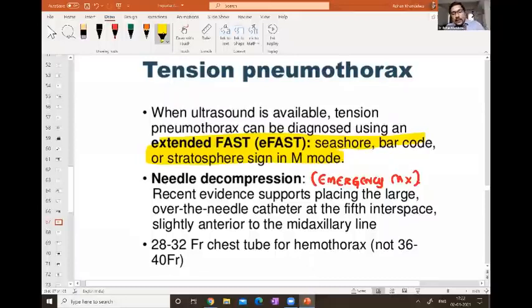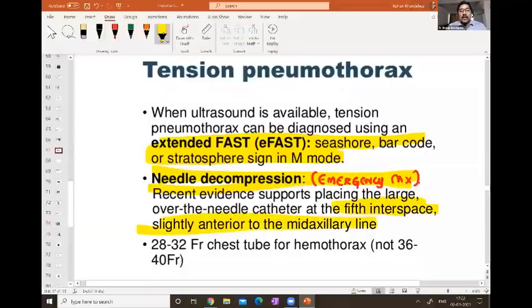The update is now the needle is inserted in the 5th intercostal space, just anterior to the mid-axillary line. In the 5th intercostal space, just anterior to the mid-axillary line. That is where we insert the needle now. Earlier, it was inserted in the 2nd intercostal space in the mid-clavicular line, but now it has changed.